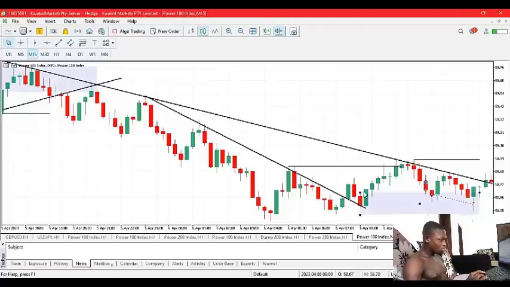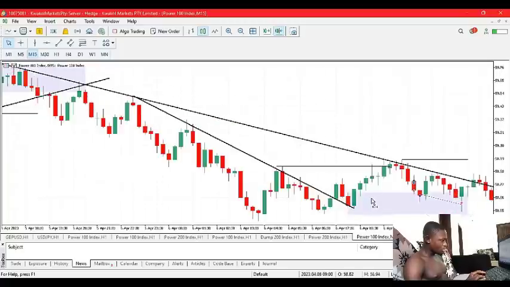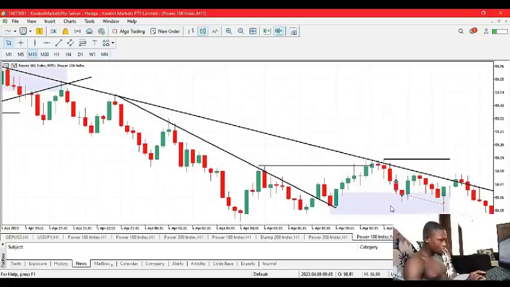I only use it for my pairs like GBP USD. Whenever I come to synthetics, no confirmation entries. I just trade and do my thing. So this was where I entered the trade, just right here. And first of all, it was coming down.